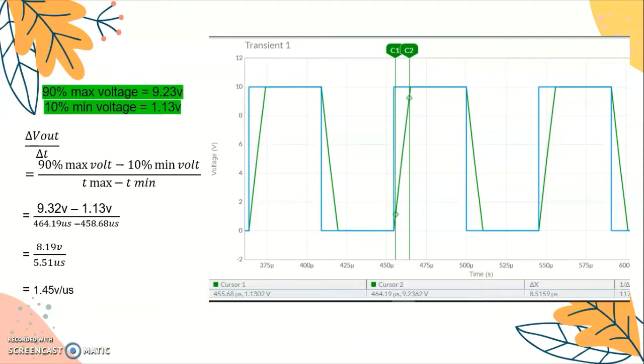So if you see here, delta V out over delta time, so 90% maximum voltage minus 10% minimum voltage over T maximum minus T minimum. So I got here 1.5 volt per microsecond to get the graph like this.